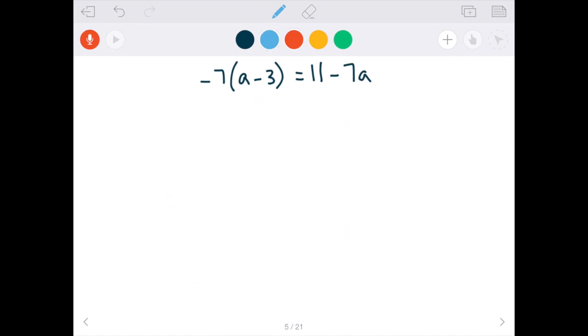All right, moving on. Let me go back to red here. The next problem, I see distributive property, so I have negative 7a plus 21. Be careful of your signs.